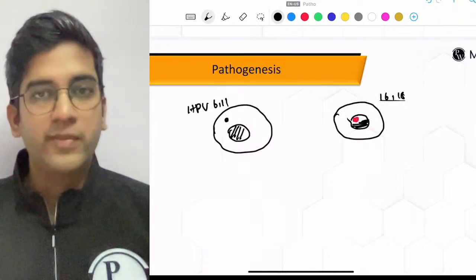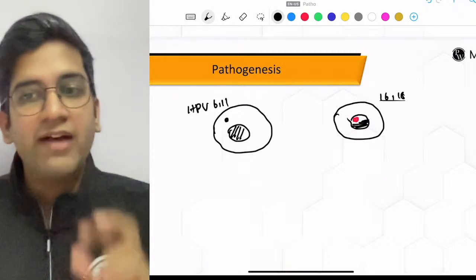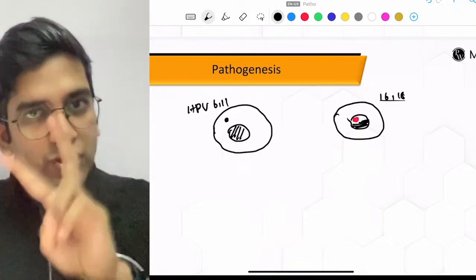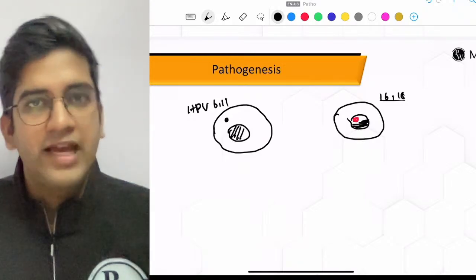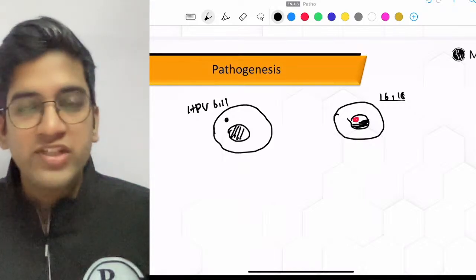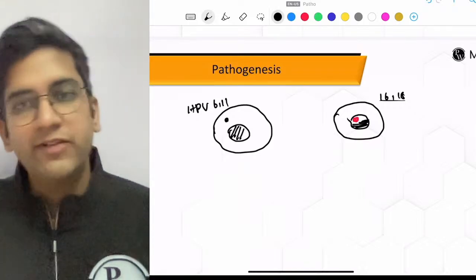So why is this important? You tell me, if I have a cell division, which of these two do you think will divide? Every time there is a cell division, which of these viruses will definitely divide? 6 and 11 or 16 and 18?